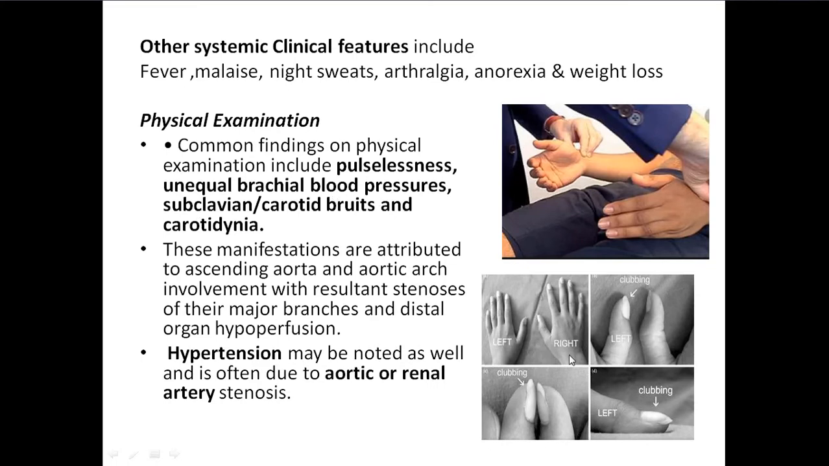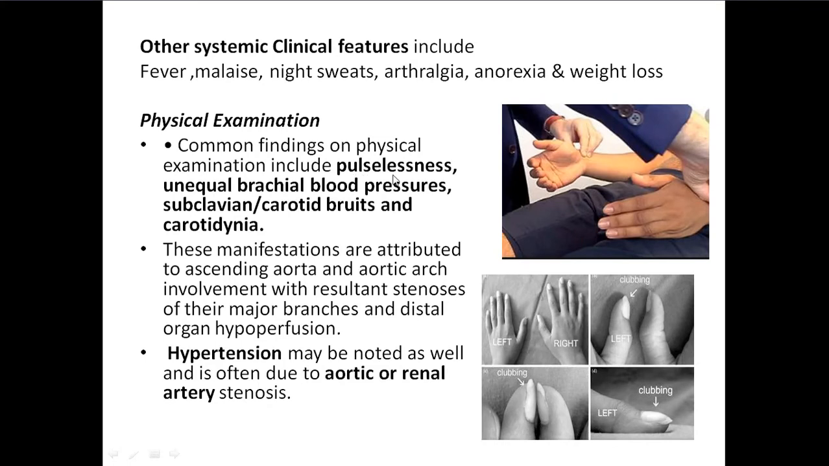These manifestations are attributed to involvement of the ascending aorta and aortic arch, with resultant stenosis of their major branches and distal organ hypoperfusion. So when the aorta and the aortic arch are involved, it results in stenosis of the major branches that come out, and leads to organ hypoperfusion. Hypertension may be noted as well, and is often due to aortic or renal artery stenosis. So patients will present with hypertension, but that is secondary to aortic and renal artery stenosis.